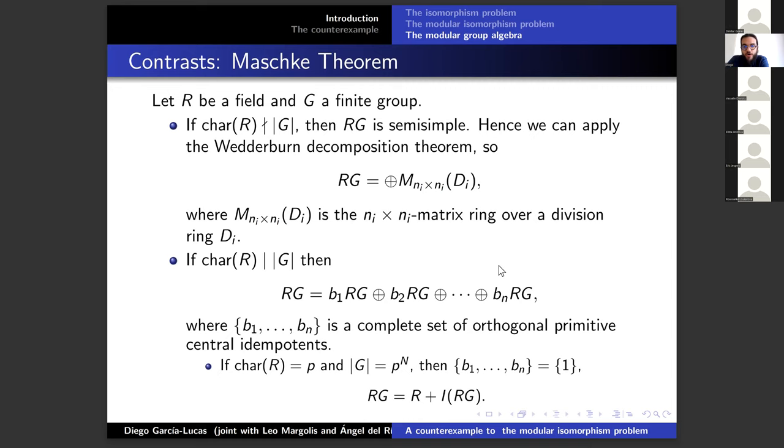So if one wants to study the group algebra of a finite P group over a field of characteristic P, one has to study the group algebra as a whole, since there is no meaningful decomposition.